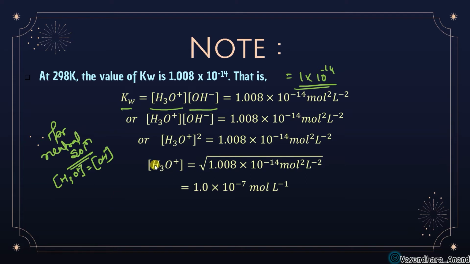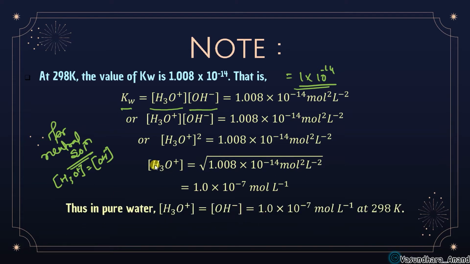That is the reason that whenever we talk about a neutral solution, like pure water, the concentration of H3O plus will be equal to the concentration of OH minus, and that will be equal to 10 to the power minus 7 mole per liter. Got it? So for a neutral solution, or pure water, the concentration of H3O plus and the concentration of OH minus ion will be equal, and that will be 10 to the power minus 7 mole per liter.